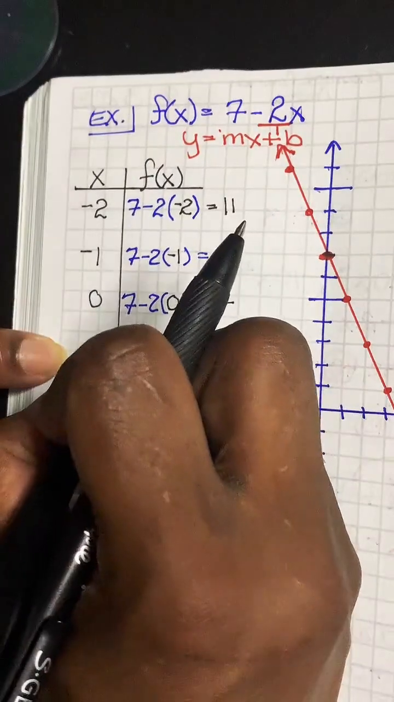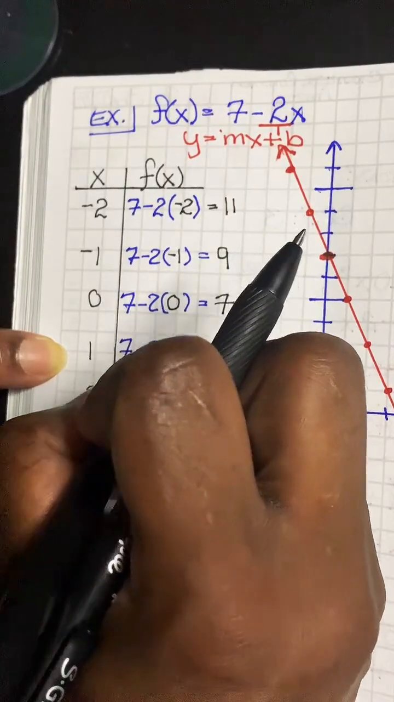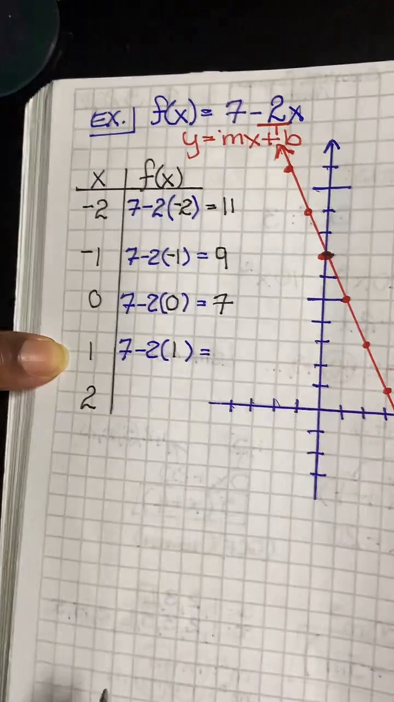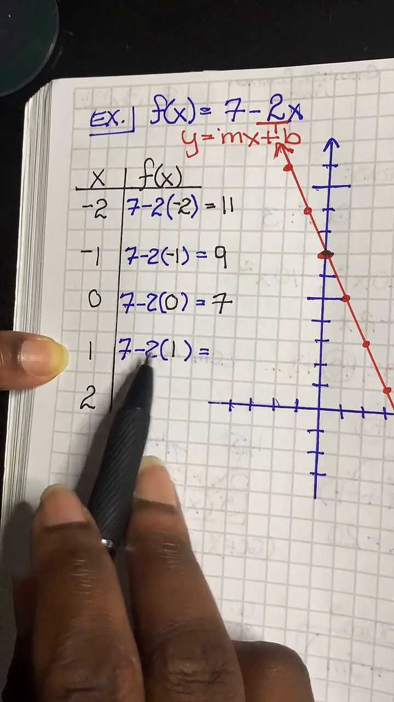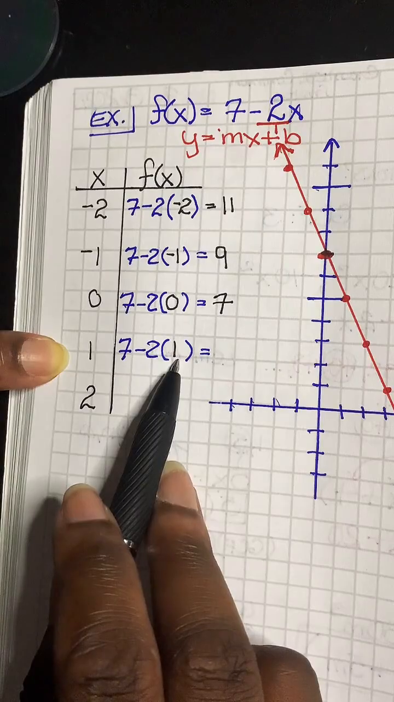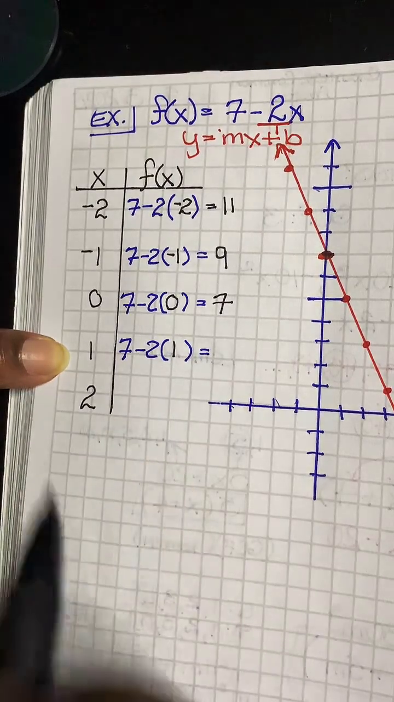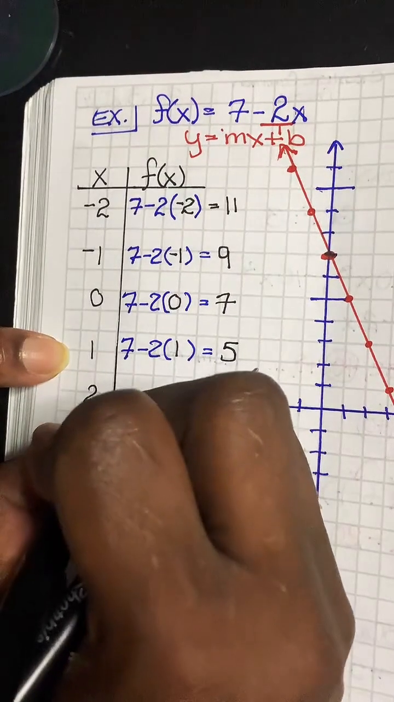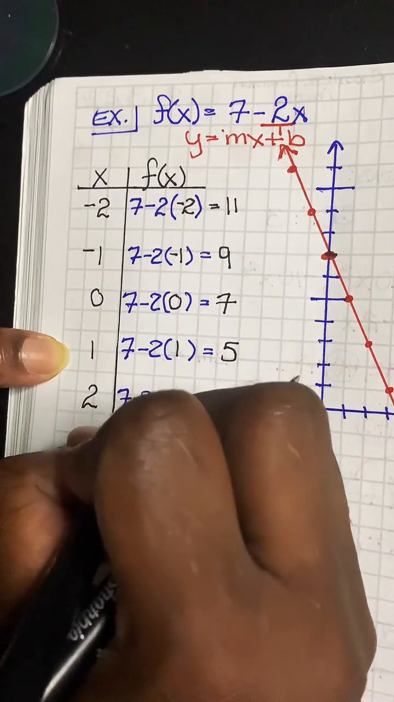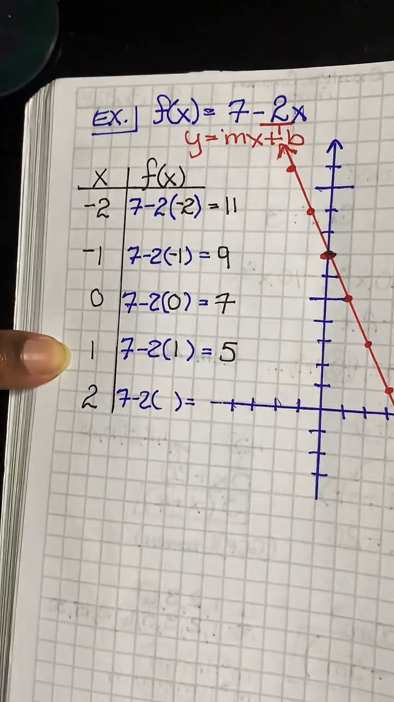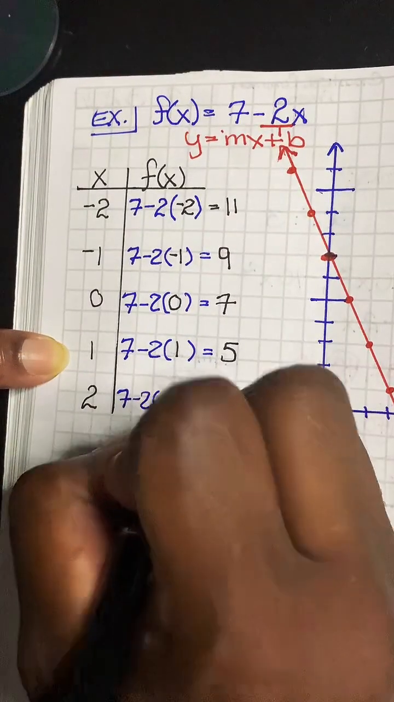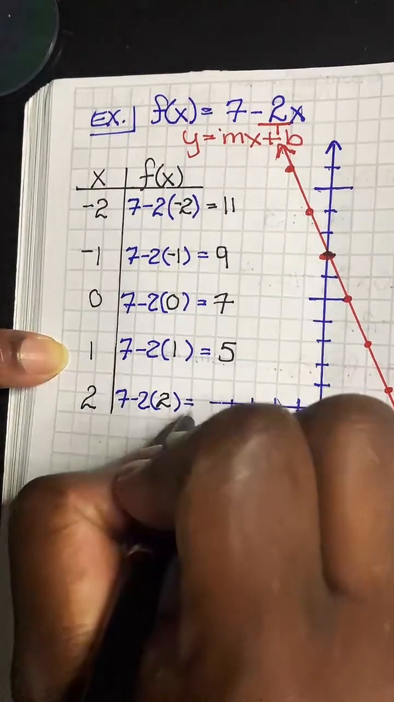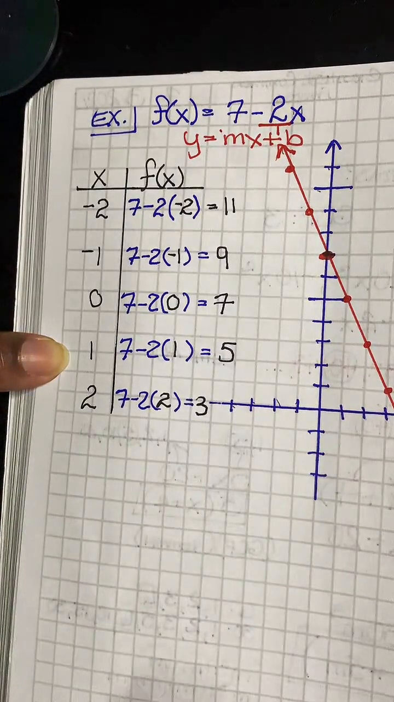And then we have 7 minus 2 times the 1. So -2 times 1 gives me -2. And then 7 minus 2 gives me my 5. And lastly, 7 minus 2 times the 2. -2 times 2 gives me -4. So 7 minus 4 gives me 3.